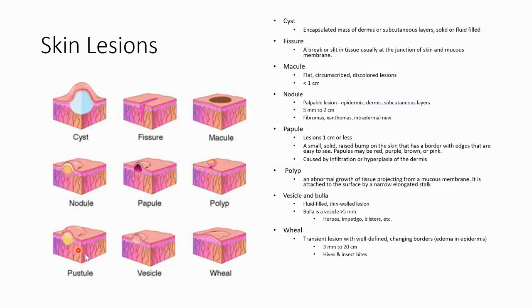It's filled with pus. And the last one, a wheal, is a transient lesion with well-defined, changing borders, with edema in the epidermis. So it's swelling under the first layer of skin. They could be really big. A perfect example of a wheal is when you get a hive or a mosquito bite and you get that big red, well-defined blob of edema underneath your skin. Or when you get a TB shot and they put it under your skin and it forms a wheal.